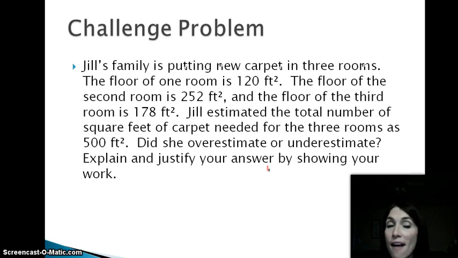So I challenge you to estimate this maybe one time using the rounding strategy and then maybe another time using the compatible number strategy. Tell us if she overestimated or underestimated, and then show your work. And that's always what justify your answer means. It means show your work or to tell us or to explain how you got your answer.